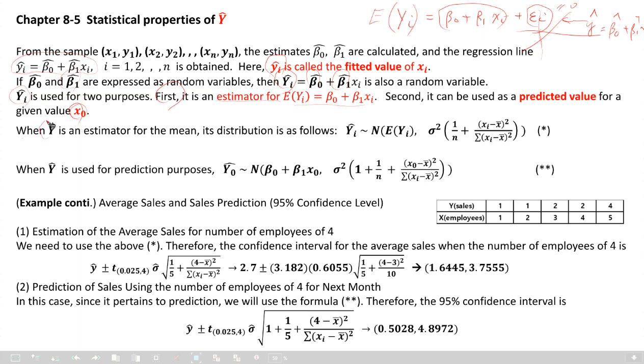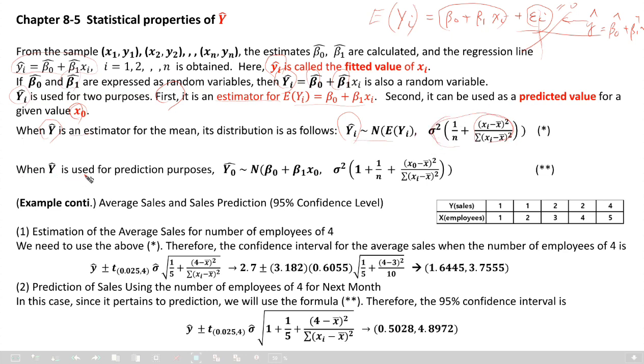When yi hat is an estimator for the mean of yi, its distribution is as follows. yi hat follows a normal distribution with the mean of yi and variance sigma square times 1 over n plus this term. You don't have to memorize this kind of thing. You had better just understand.